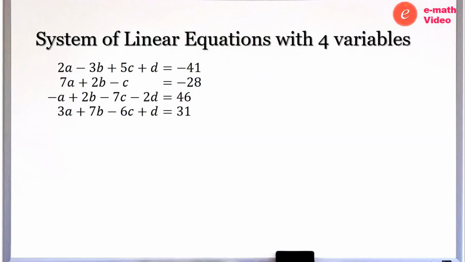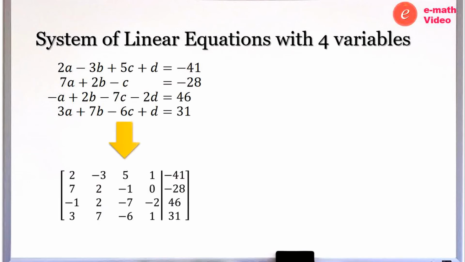Finally, we can start to solve the final question from the last video. System of linear equations with 4 variables. First step is always to convert to an augmented matrix. Wow! We have 4 columns of coefficients because we have 4 variables, and we have 4 rows because we have 4 equations.